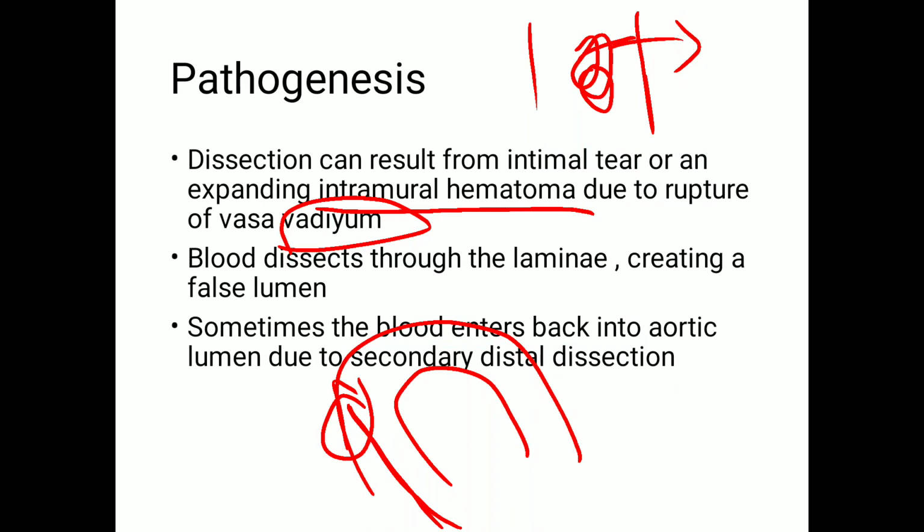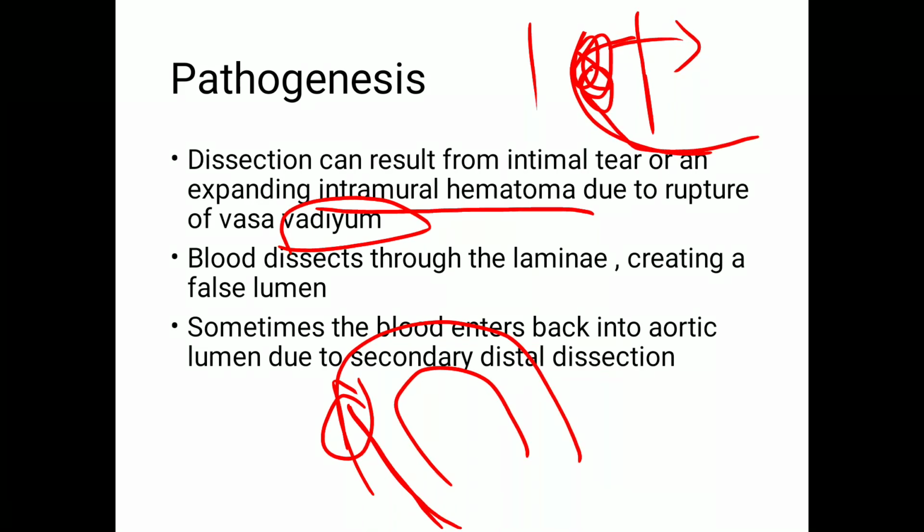And blood dissects through the lamina, creating a false lumen. So the blood enters through this and creates a lumen here. This is a false lumen. Sometimes the blood entering here can make a tear somewhere else and come back into the aortic lumen itself. Penetrating ulcers are more common in the middle and distal third of the descending aorta. Penetrating atheromatous ulcer is one type of acute aortic syndrome.